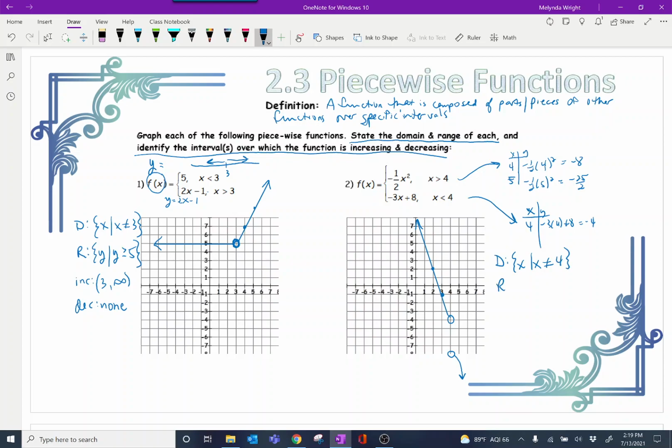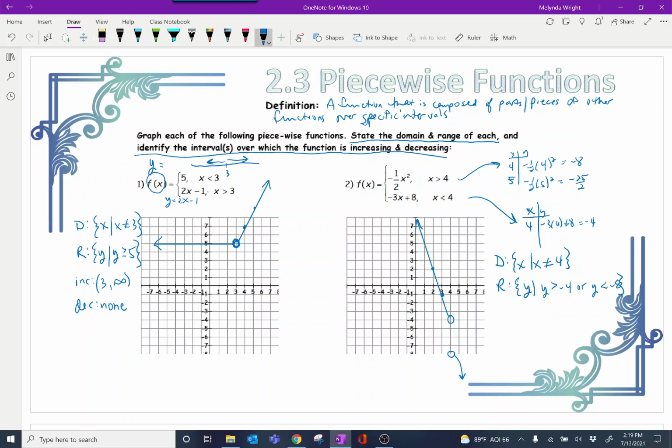The range, a little different. If we're doing set notation, all y such that y has to be larger than negative 4, or y has to be smaller than negative 8.